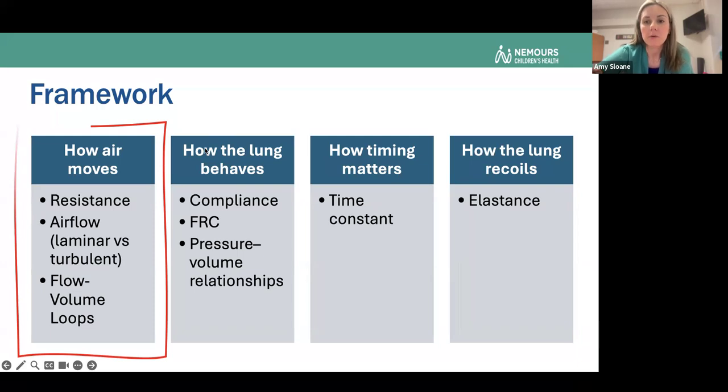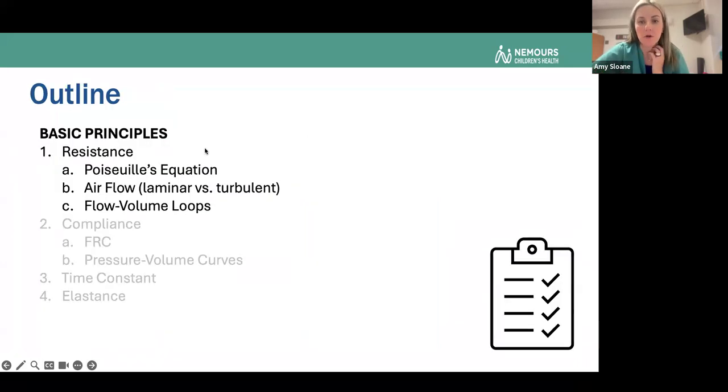So starting with resistance, which is the basis of what determines airflow. Resistance is the opposition of flow caused by friction. So if you have too much resistance, you can't have good flow. Resistance or airflow is primarily determined by the flow pattern, which we will break down a little bit later, and also the gas properties of density and viscosity. But the most important factor by far is the radius.